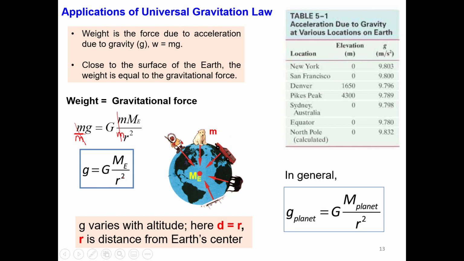And don't confuse these two g's. This is the acceleration of gravity, and this is a constant value. This corresponds to the mass of the Earth in this case, and this is the radius of the Earth.